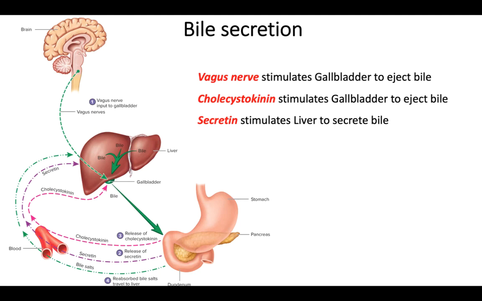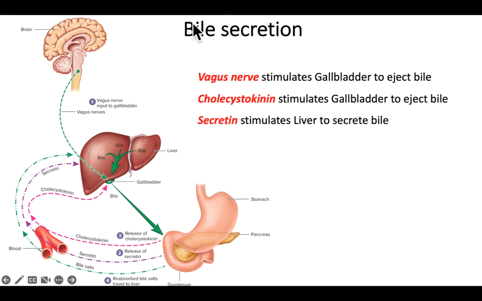So that brings us to bile. Bile, again, is produced by the liver. Bile secretion is stimulated by three main things. We're going to use the vagus nerve to help stimulate bile ejection from the gallbladder. We're going to use CCK to stimulate the gallbladder. So that gallbladder gets stimulated by both the nervous system, the vagus nerve, and the endocrine system, cholecystokinin. We also need to stimulate the liver itself to secrete the bile, and that's more of the job of secretin.